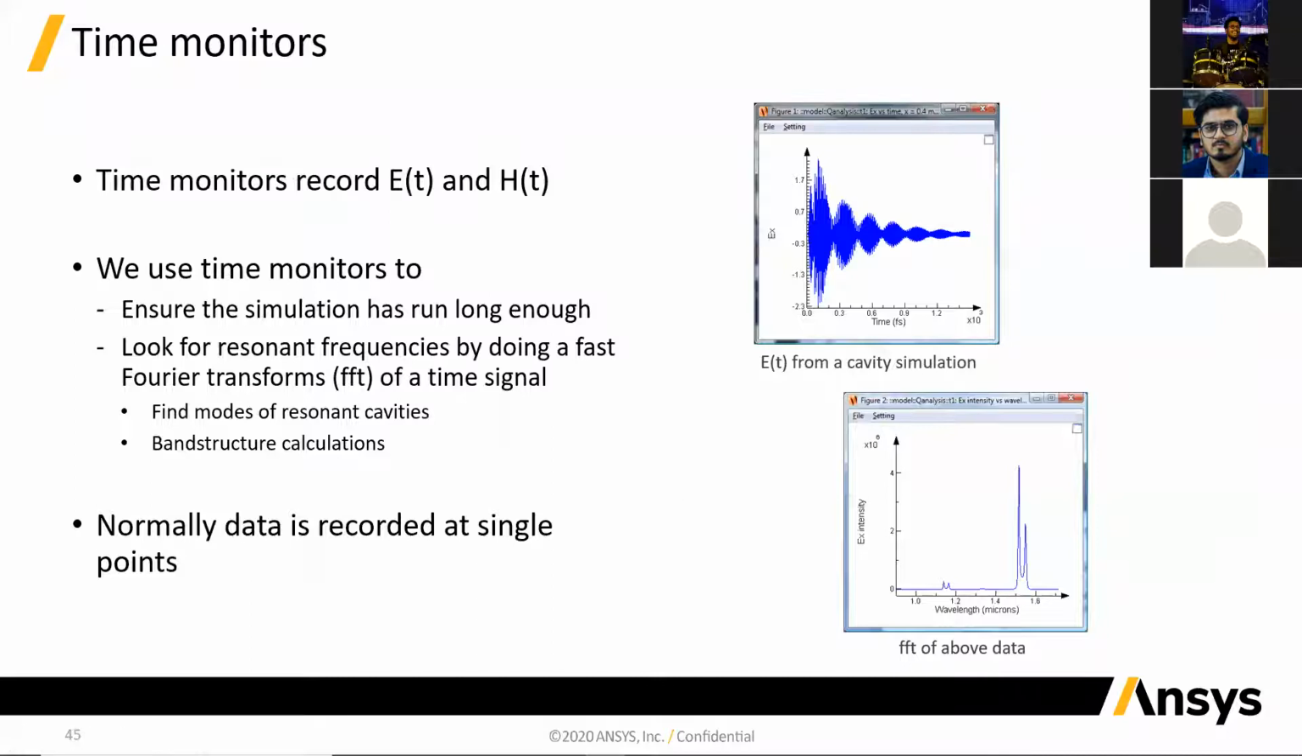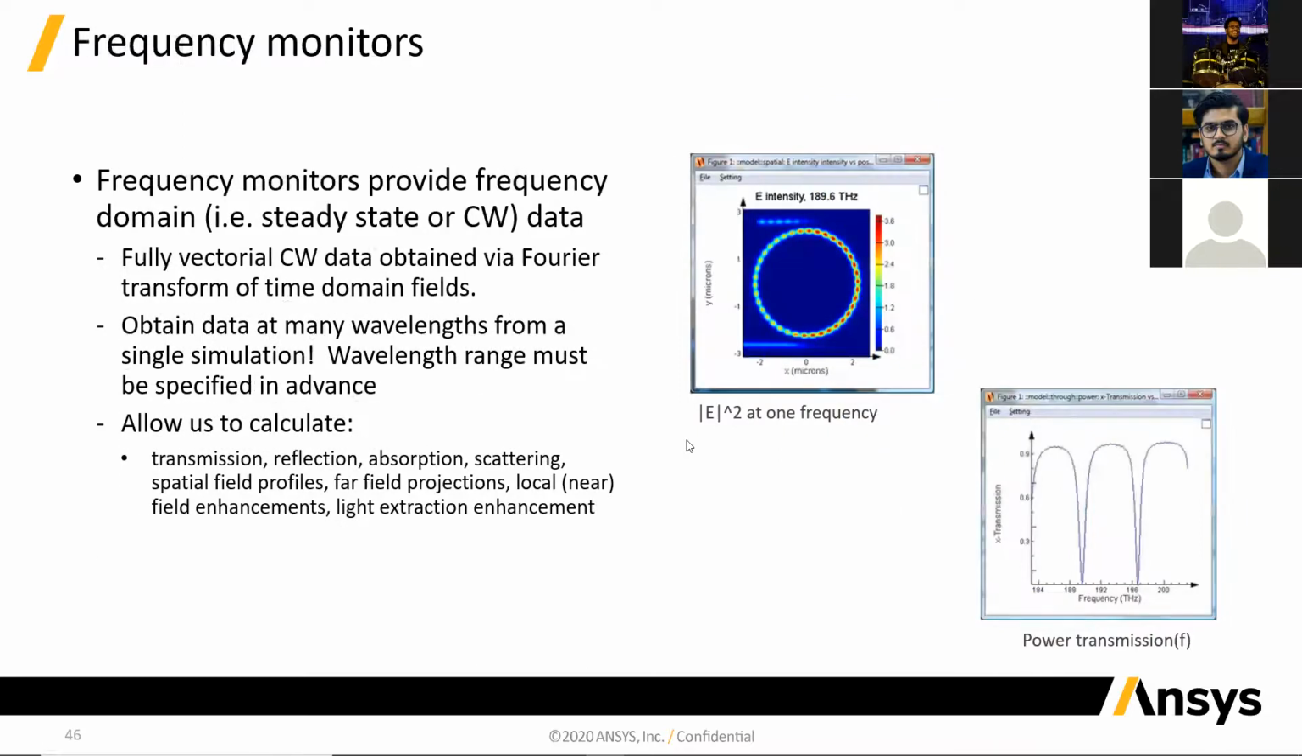Time monitors record the electric field and magnetic field as a function of time. So as the simulation progresses, you can see how the electric field is high at the beginning, and then as light slowly starts to go out of your simulation volume, you can see that the intensity of the electric field goes down and down. Frequency monitors are the most common ones, just because most of the time we are interested in looking at the frequency spectrum from our simulation, and that's where the frequency monitors come in.